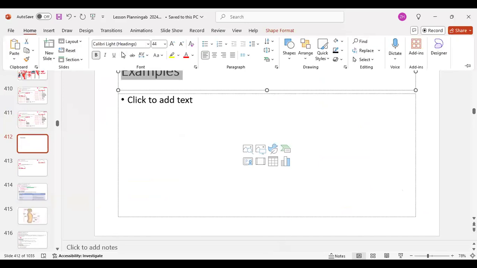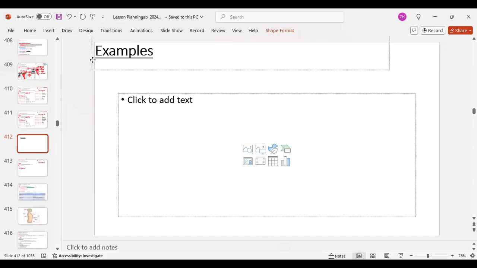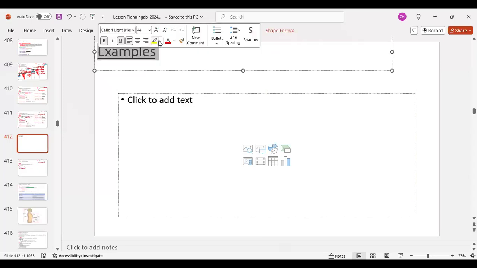So I want us to do some more examples, but this time it's going to be different. The first time we were given the diameter.